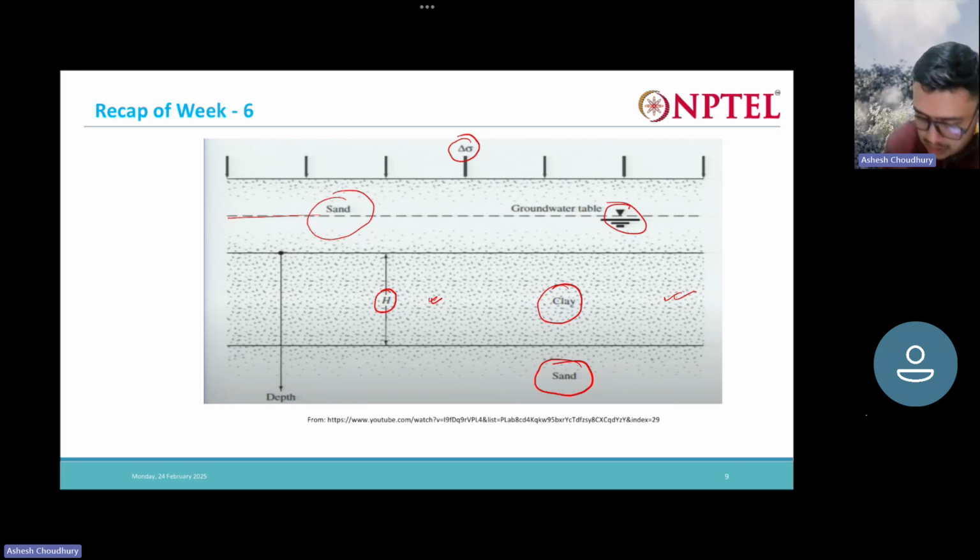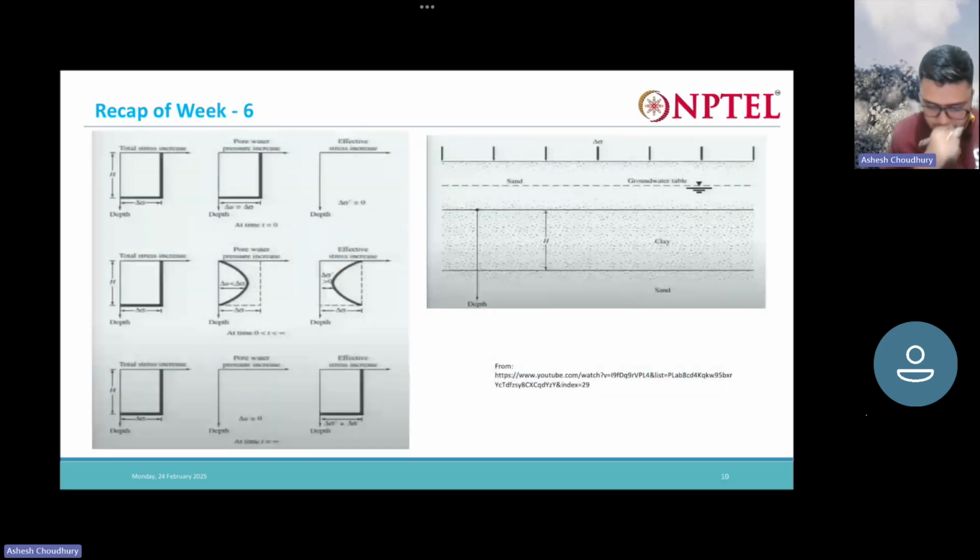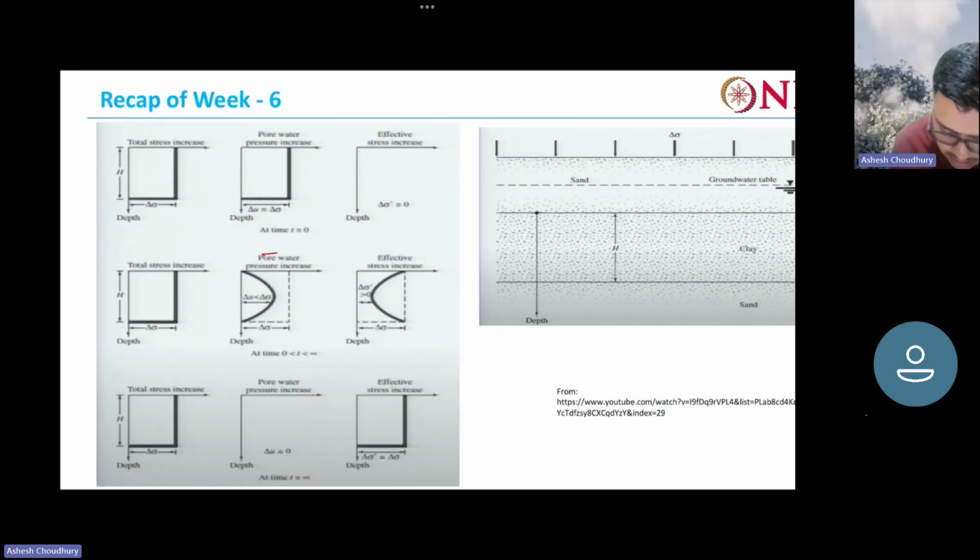Now, as time passes, the water will get drained out through these two faces to the sand layers, in these two directions, top and bottom. The excess pore water will get dissipated, so the excess pore water pressure is going to slowly reduce. And what will happen due to that? The settlement of this clay layer will occur. So let us see this. Here you see at time t is equal to 0.